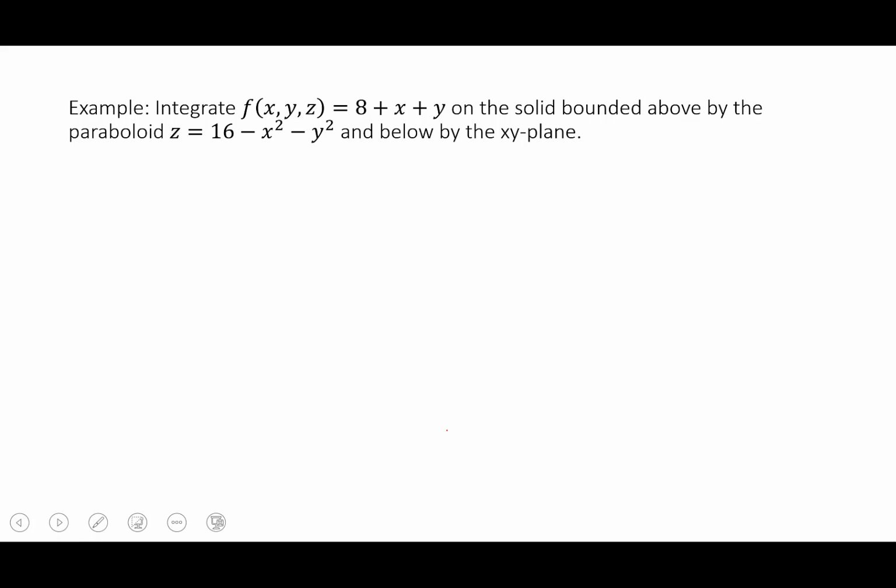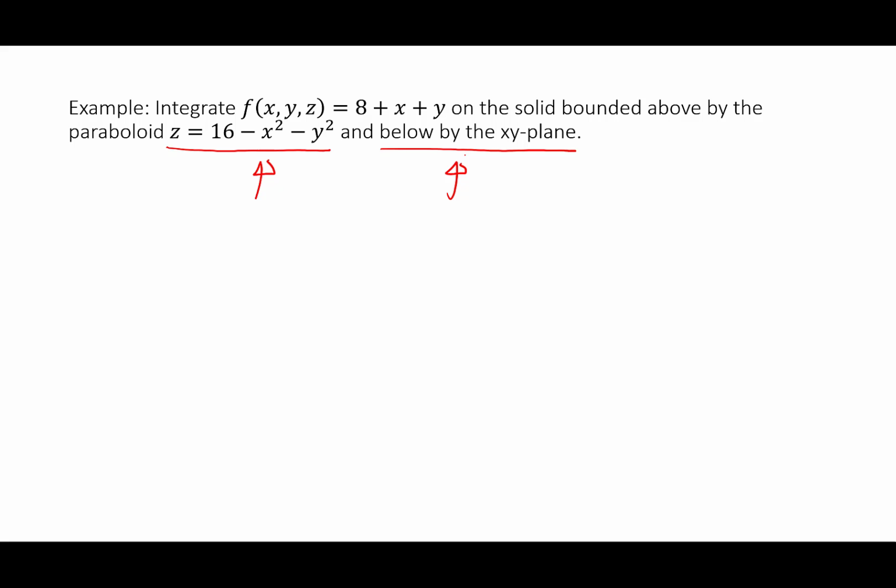Okay, so let's integrate the function 8 plus x plus y on the solid bounded above by the paraboloid 16 minus x squared minus y squared and bounded below by the xy plane. Now, like we had with double integrals, if we want to integrate over this region, we have to parameterize this region. So we're first going to do that, and then we're going to convert to cylindrical coordinates in this case.